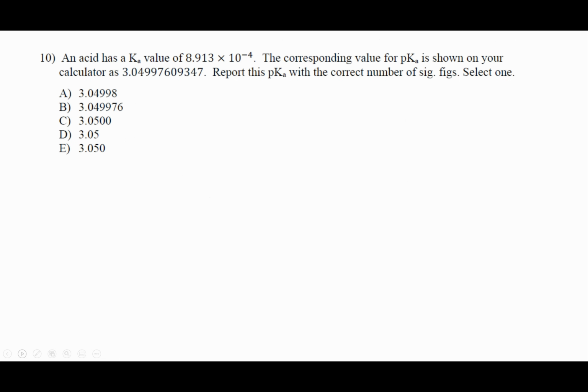An acid has a Ka value of this. The corresponding pKa value on your calculator is that. Report this pKa with the correct number of sig figs. Okay, well our Ka has 4 sig figs, which means our answer must have 4 sig figs. But remember, the pKa is a logarithm, and all logarithm sig figs are to the right of the decimal place. So I can keep 1, 2, 3, 4 sig figs.